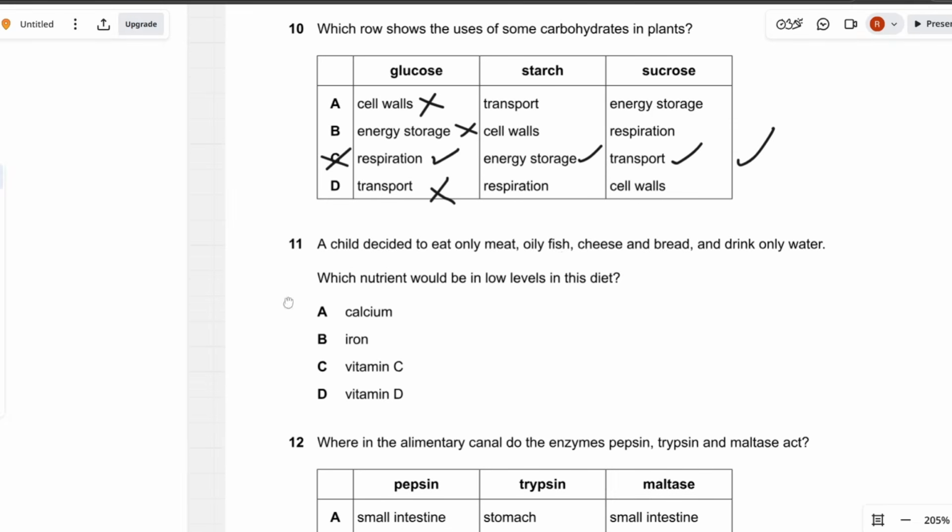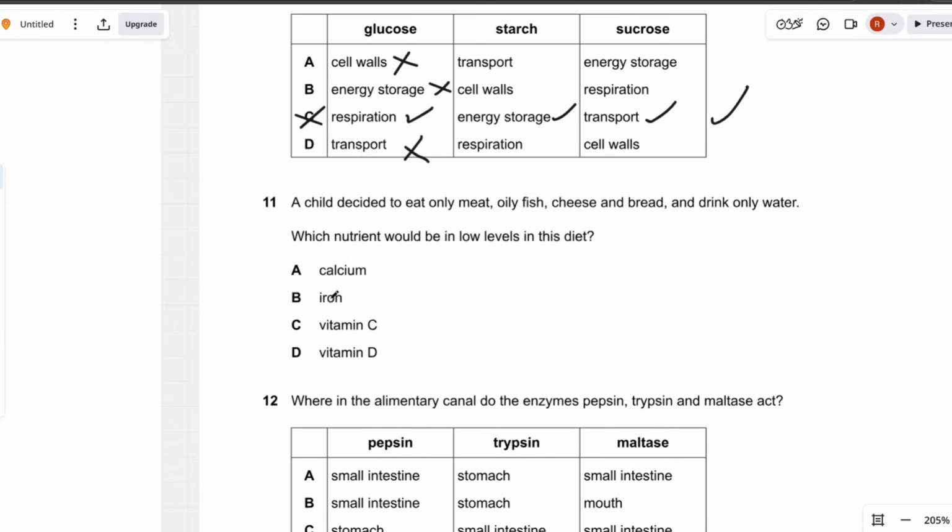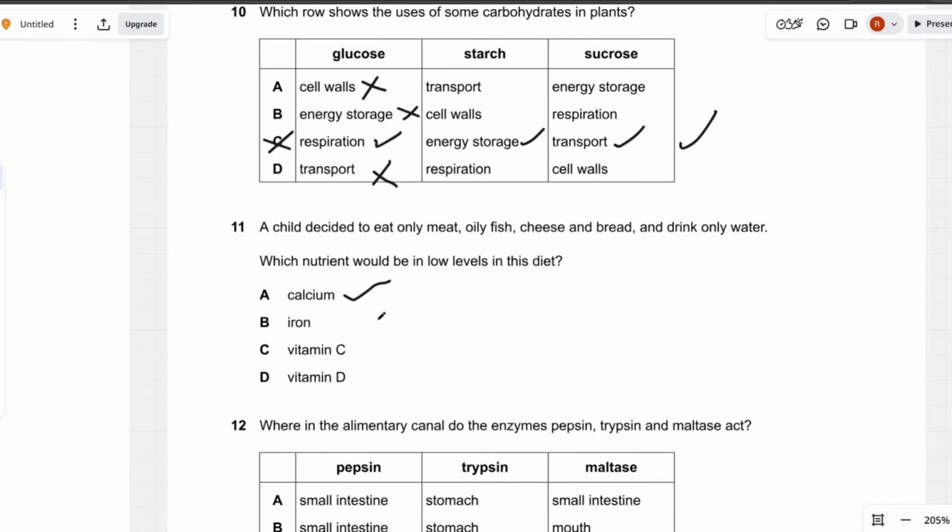A child decided to eat only meat, oily fish, cheese and bread, and drink only water. Which nutrient would be in low levels in this diet? Is it calcium? Well, let's go over each of the nutrients and see the food and check for ourselves. Calcium, only meat. There's no calcium in meat. Oily fish, no, not much. Cheese, yes, that's a dairy product, and therefore calcium is not going to be in low levels. Iron is found in plentiful amounts in meat, especially red meat, so iron is going to be found. Vitamin C, meat, not really. Oily fish, cheese, bread, no. Drink only water. So they're probably going to have a deficiency of vitamin C, resulting in scurvy. Vitamin D doesn't really depend on the diet because our bodies synthesize it, and it gets activated by sun rays.